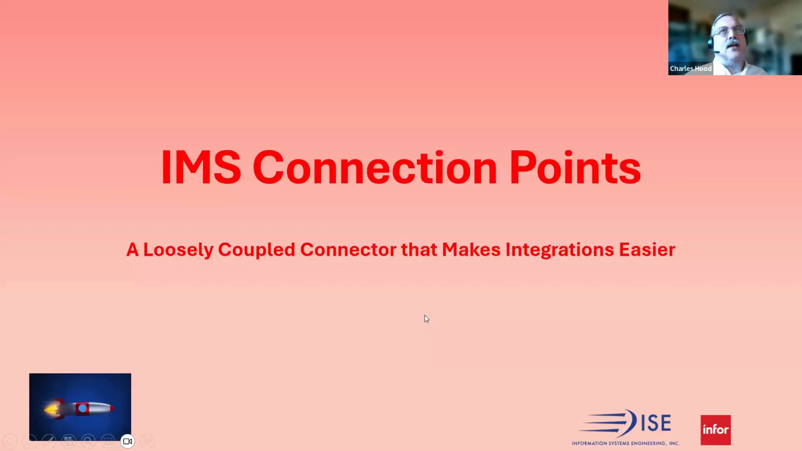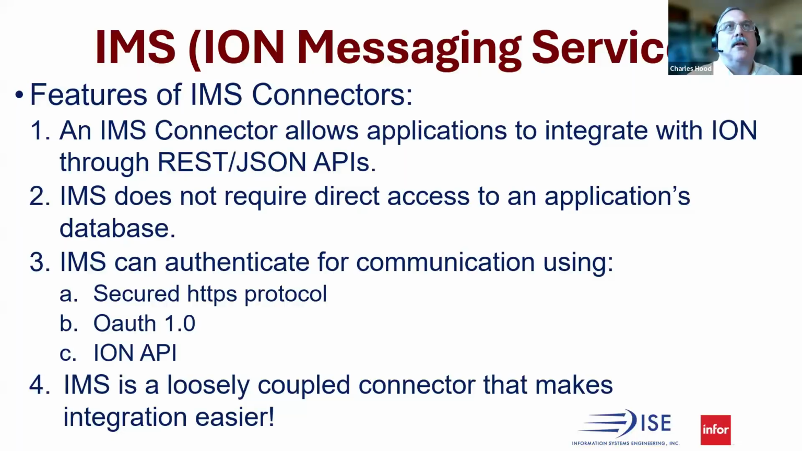Okay, IMS connection points. Let's talk about those. So this is a new type of connector, at least for our particular part of the world, the IBM i ERPs, these ION messaging service connection points. So in the past, if there was a cloud element involved in a data flow, you needed the enterprise connector. And now the IMS connector is, in my opinion, an even better connector to work with. You'll see why here in a second.